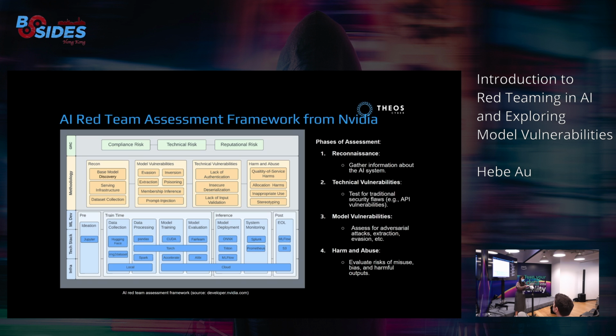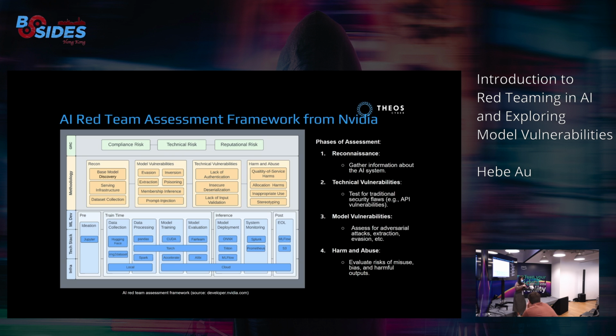For the methodology, the first stage is reconnaissance: getting information about the AI system, for example the API key, how to call the API, and how to use the system. Does it allow users to use an API, or does it have a UI? After that, you can conduct a technical assessment to identify technical vulnerabilities, testing the system like traditional security testing. If the system is a web application, test it like a normal web application pen test.